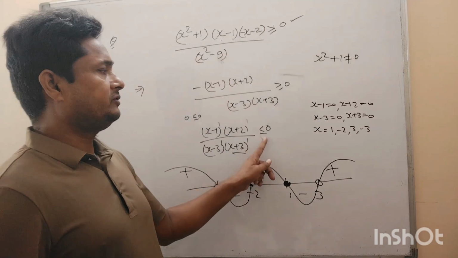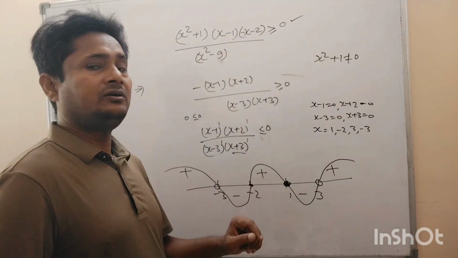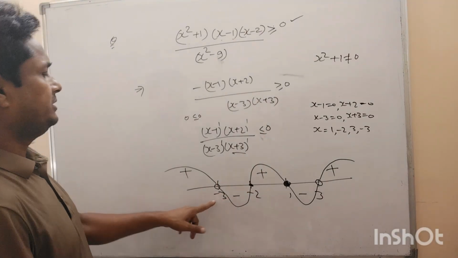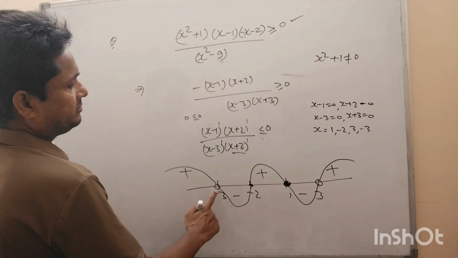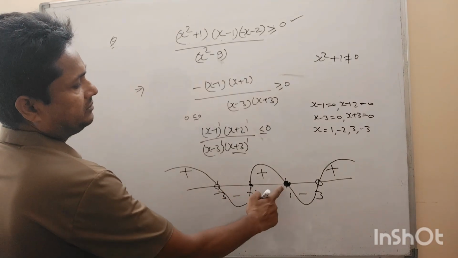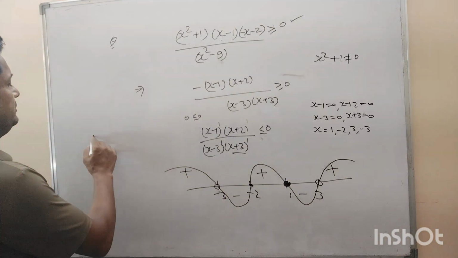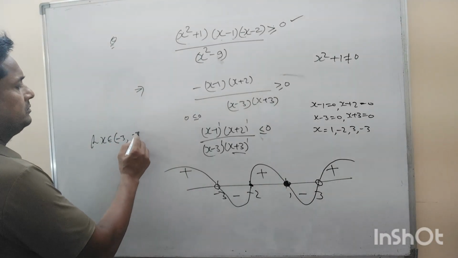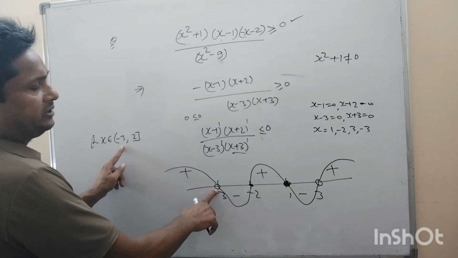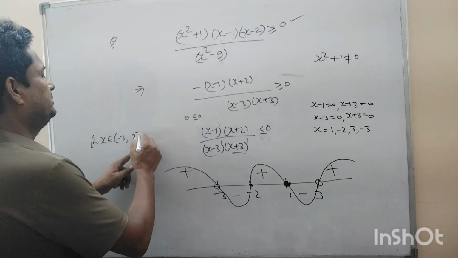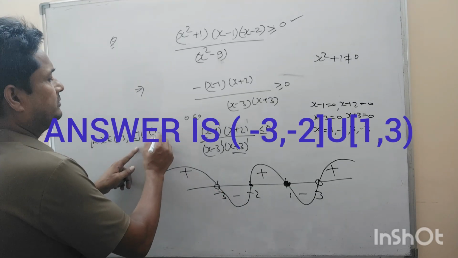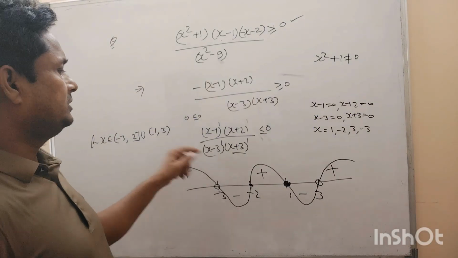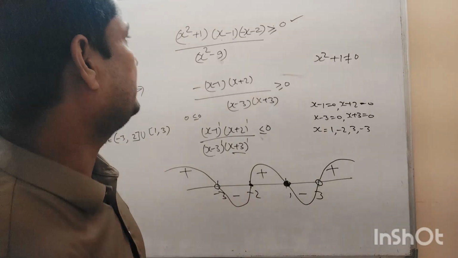Finally we have to collect what? Less than or equal to 0 means negative intervals. The negative intervals are minus 3 to 2, then 1 to 3. So the answer is finally x belongs to minus 3 to 2, close bracket. Minus 3 is not included, 2 is included, union, then 1 to 3. 3 is not included, 1 is included. So this is our answer in this case.